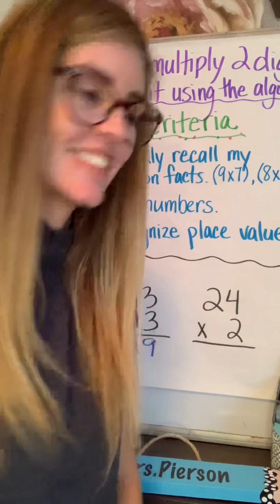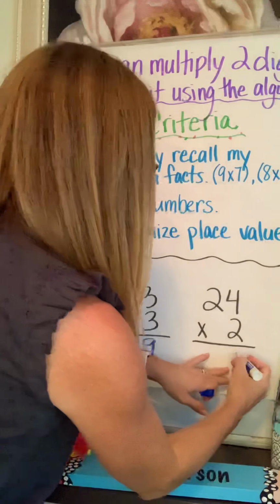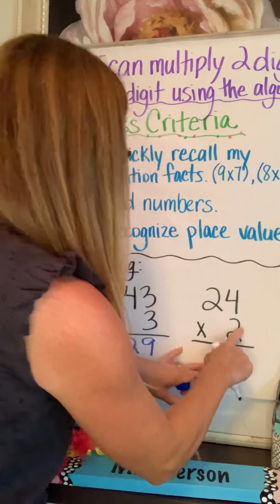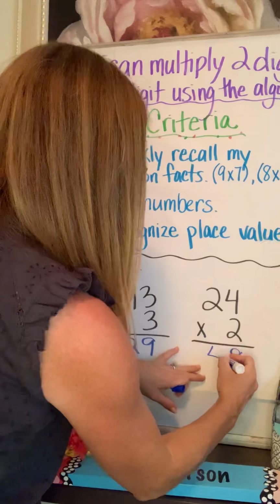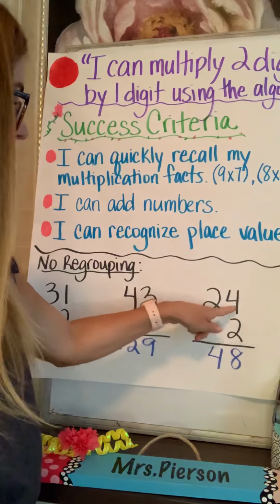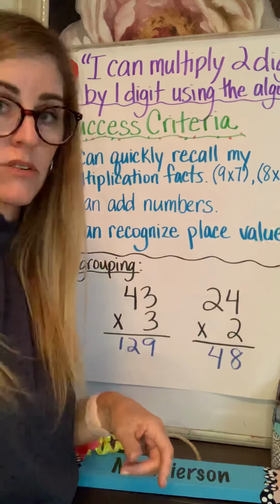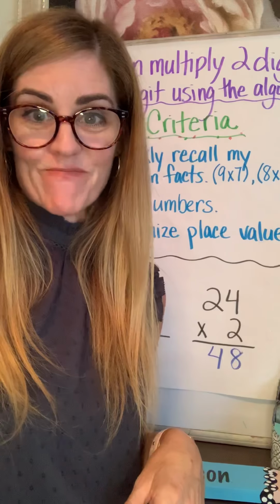Okay, welcome back. All right, we're gonna start here. 2 times 4, we know is 8, and 2 times 2, 4, so 48. Check and see if that seems reasonable. We know 24 is close to 25, and 25 doubled would be 50, so that is pretty close. So how'd you do on that one?